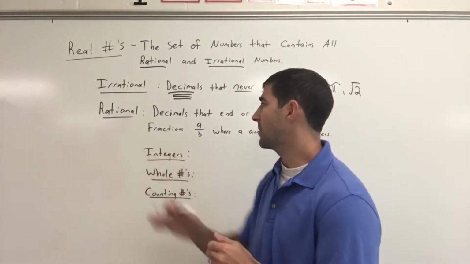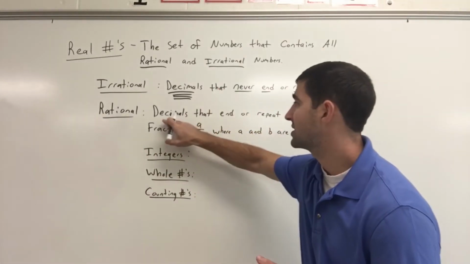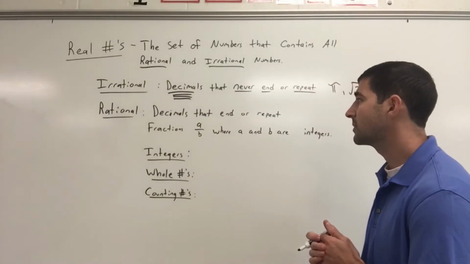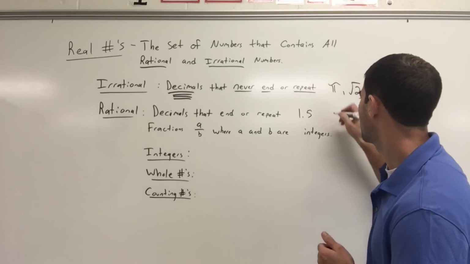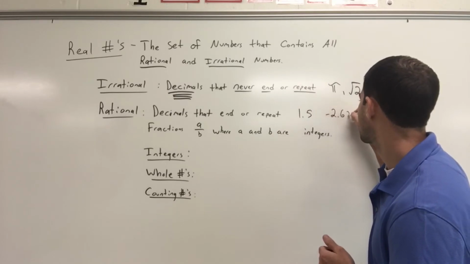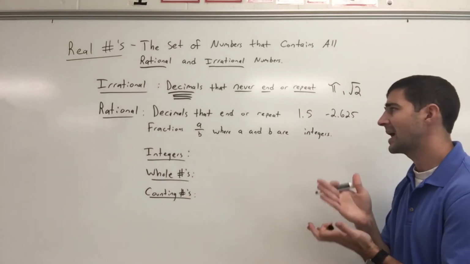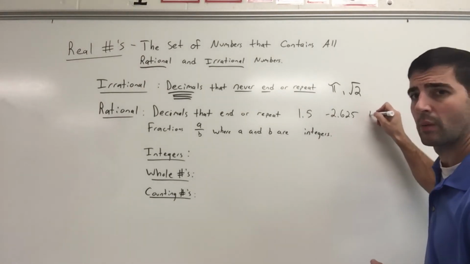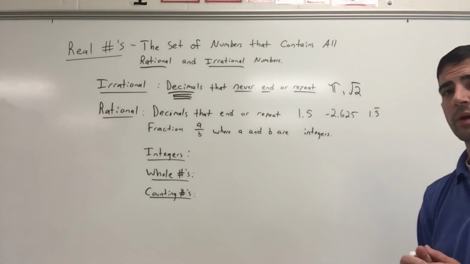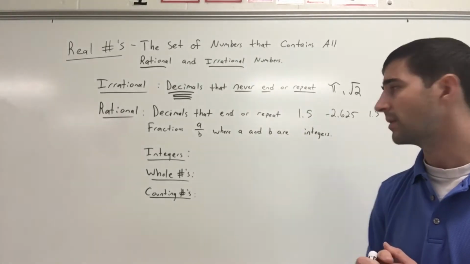And then we have rational numbers, which are the opposite of irrational. It's a decimal that ends or repeats. We may see 1.5 or negative 2.625, which has an end. Or we could say 1.3 with the bar over it, which means it continues forever.